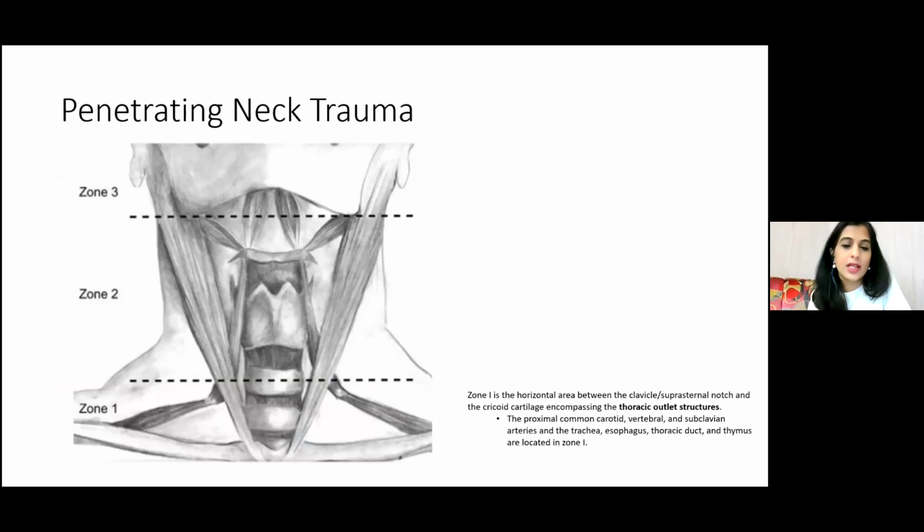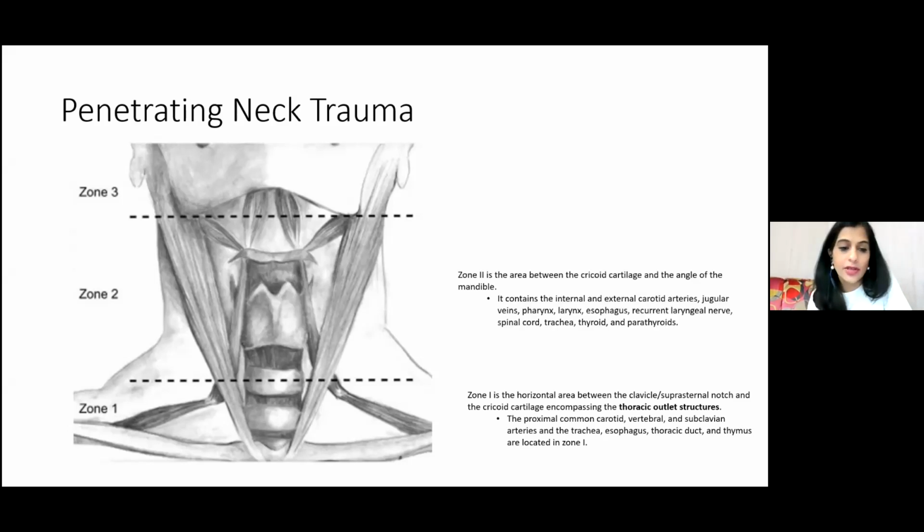Zone 1 is the lower area of the neck. So it's the horizontal area between the clavicle and the suprasternal notch and the cricoid cartilage. And within this area, you have the thoracic outlet structures. So it includes the more proximal common carotid. You've got the vertebral and the subclavian arteries, so you know, big vascular load in that space. But you've also got important structures like the trachea and the esophagus. You've got the thoracic duct and the thymus.